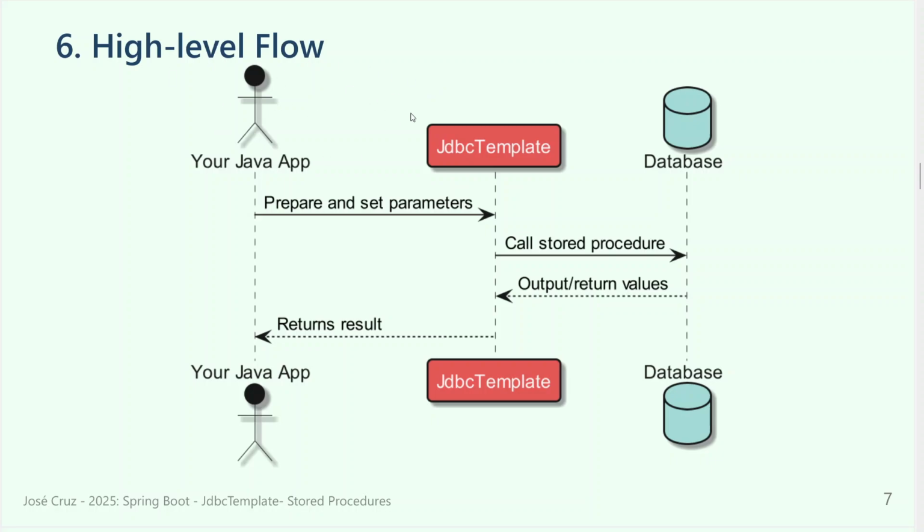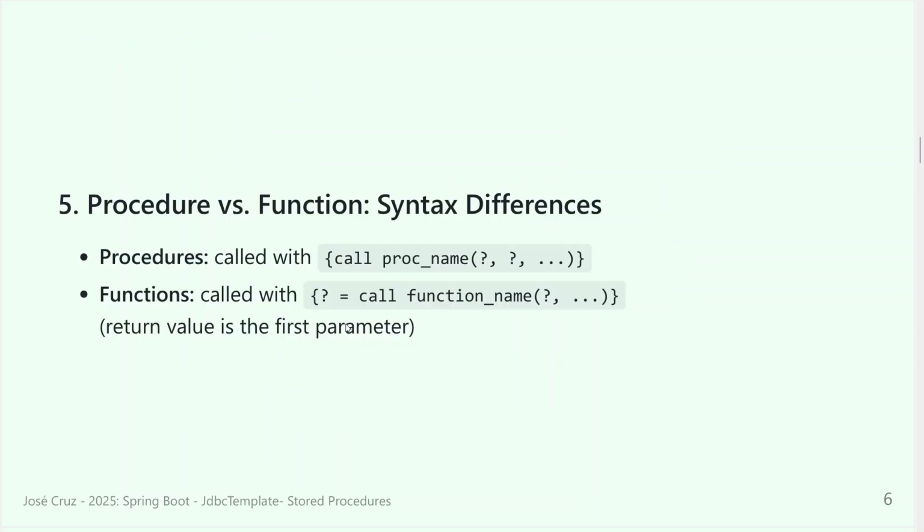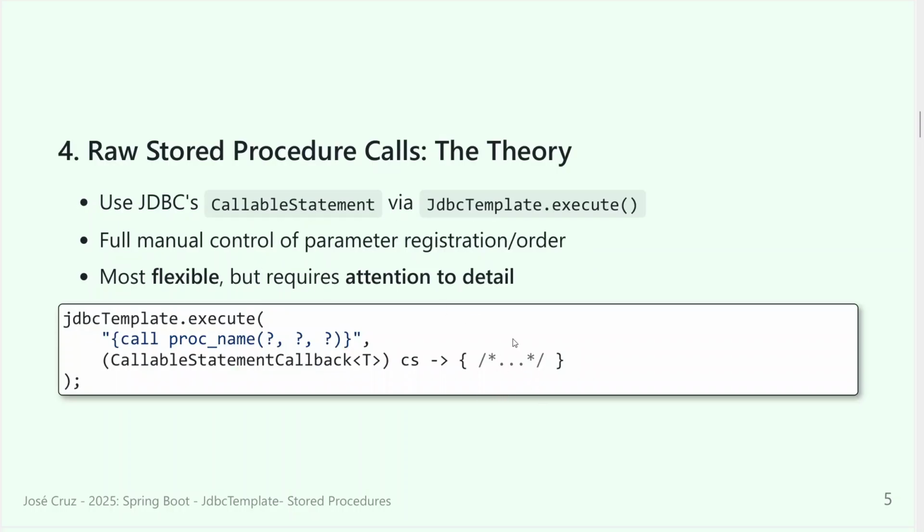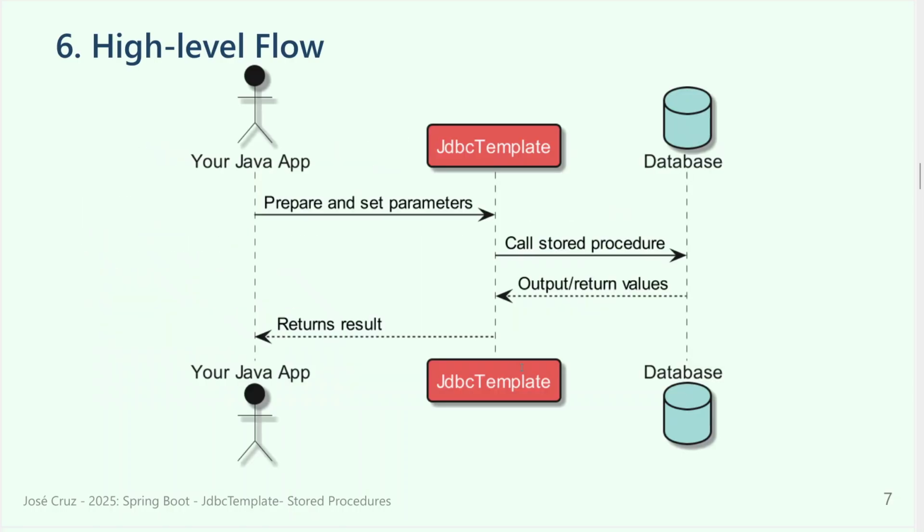So the main flow usually when you use this JDBC template: you have your Java application, you prepare and set parameters on your query. That's the code that you will see. And we call the stored procedure. There will be some return or output values, and you will see in a moment how to do this. And then we'll have the result. This result will be this part here that I showed you. This block here will be the result.